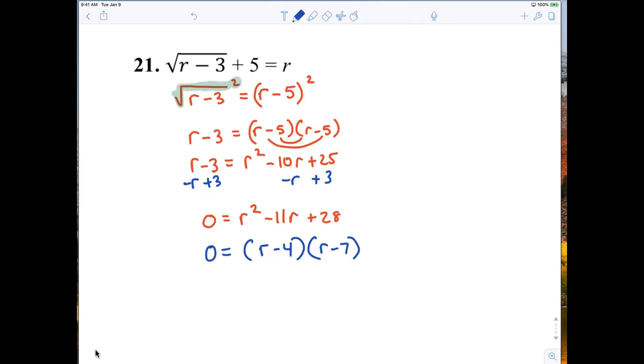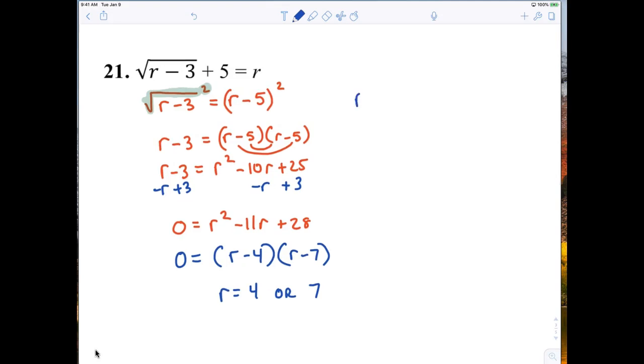Everybody agree? So r could equal either 4 or 7. Now it looks like they both work because they're positives. But guess what? I want everybody to look at this. The square root of r minus 3 is equal to r minus 5.